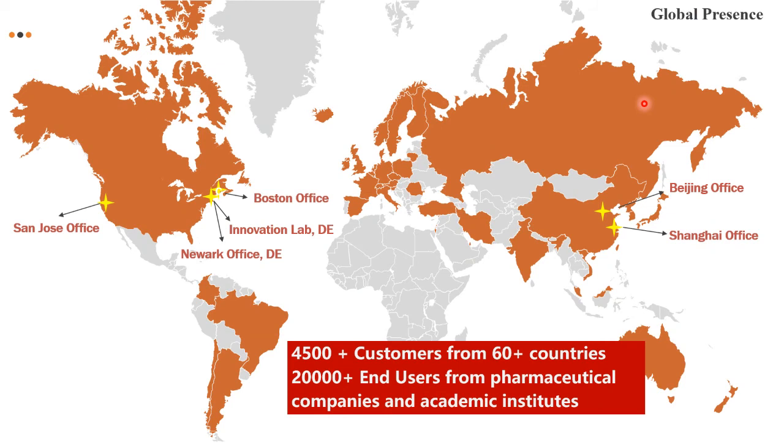ACROBiosystems has served over 4,500 customers from over 60 countries and reached out to 20,000 end users from pharmaceutical companies and academic institutes. ACRO has established long-term collaboration with big pharma such as Pfizer, Novartis, Johnson & Johnson, and well-known academic institutes like NIH. To provide better service to end users, ACROBiosystems has set up 2 working places in Beijing and Shanghai in China, and 3 offices in Boston, San Jose, and Newark in the US.